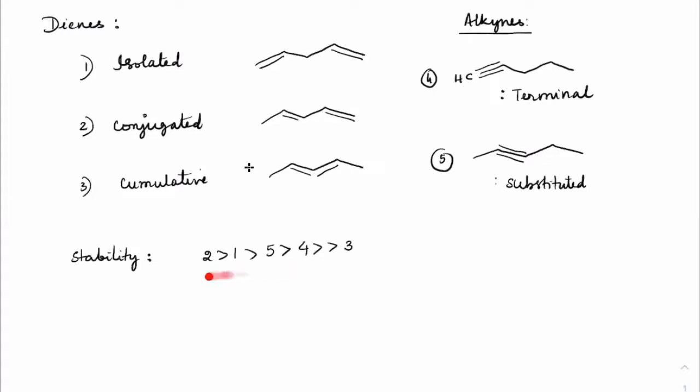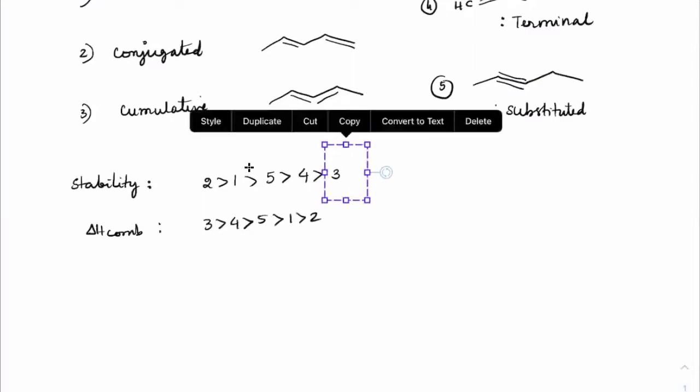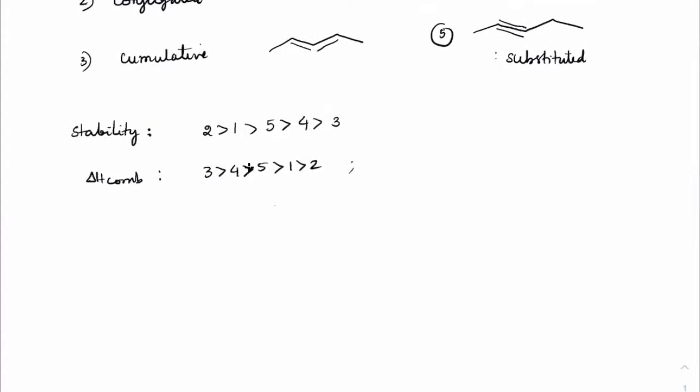And this part comes from the heat of combustion. Whichever gives the most heat of combustion is less stable. So in case it is asked about delta H of combustion, how will be the order here? 3 greater than 3 greater than 4 greater than 5 greater than 1 greater than 2. Similarly, if you take delta H of hydrogenation, same case, right? It also depends upon the stability when it comes to isomers.